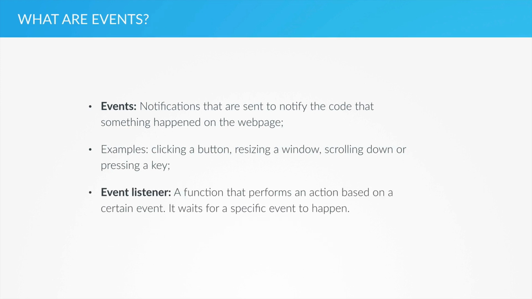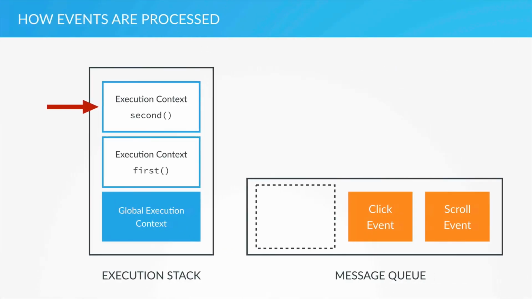We can use event listeners to code responses to all these events, like opening a pop-up window, showing animations, and so on and so forth. So an event listener is just a function that basically sits there and waits for a specific event to happen. And how is that event then processed? Well, first we need to remember about the execution stack.